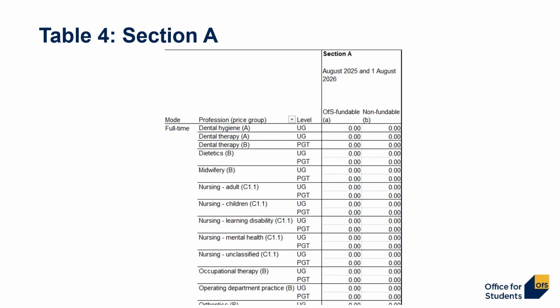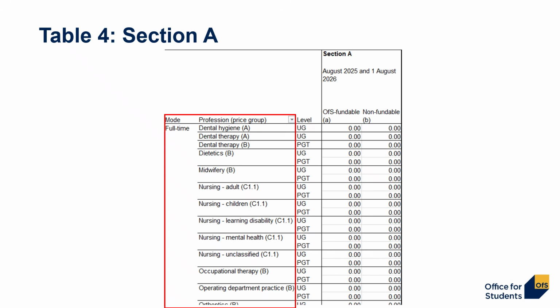Table 4 has a similar structure to what we've already seen elsewhere in the workbook, although it doesn't have columns for overseas students because this table is only gathering details on home fee students. It also combines full-time and part-time student numbers. There are separate sections for these on the left here, although the part-time list is not seen here because it's beneath the full-time entries.